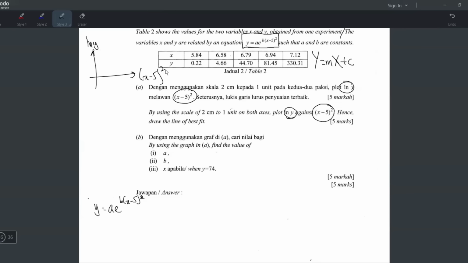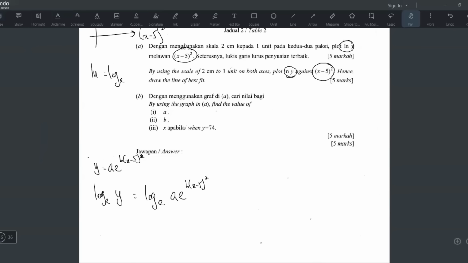So we can try our best to tukar supaya kita punya y-axis sama dengan y-axis dekat graph. So what we have to do is tambah log lah. But we have to tambah log base e because they want ln y, right? So ln is log base e. So kita tambah log base e on both sides. So the y will be written here, and then this will be a e^(b(x - 5)^2). Log base e is ln, so you can just write this as ln y.